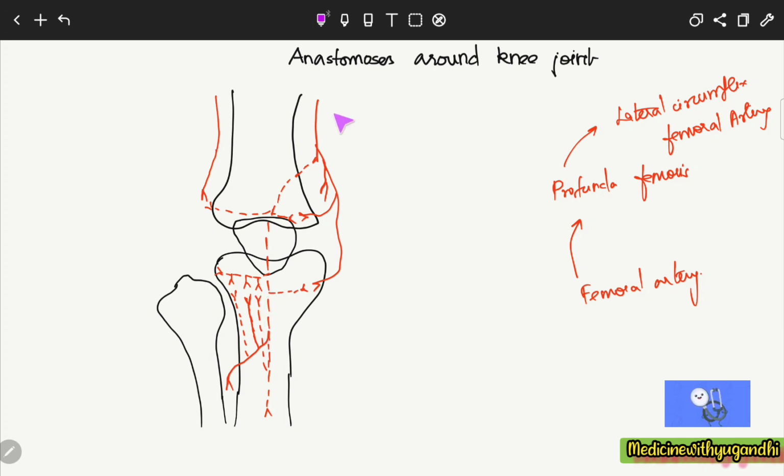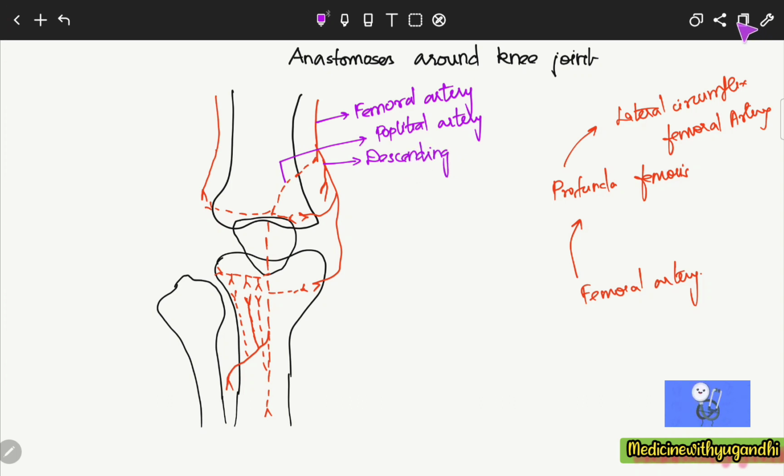Let me again explain. So this is the femoral artery. This femoral artery continues as the popliteal artery at about the adductor tubercle. Before the femoral artery continues as the popliteal artery, it gives a descending genicular branch. This descending genicular branch again gives a saphenous branch which splits into two, one above the condyle and one below the condyle.